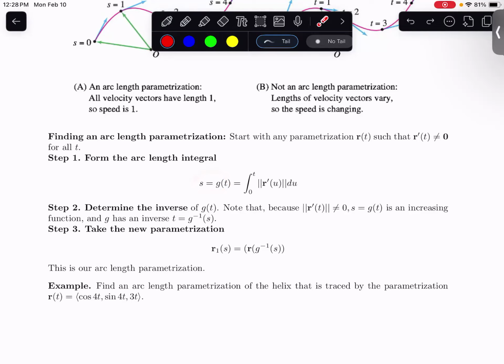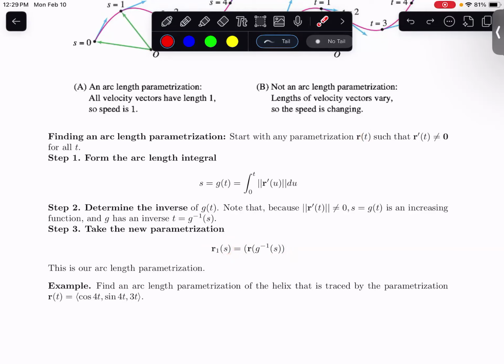So that's the first step. The second step is it wants you to determine the inverse of g of t. The reason why you want to determine the inverse of g of t is it's going to give you a way of writing t as a function of s. And then the reason why you want to write t as a function of s is once you have t equal to a function of s, you can just substitute into your curve, right? Like r is equal to the inverse of g of s, and that will give you a parameterization of the same curve, except now the variable is in terms of s instead of being in terms of t.